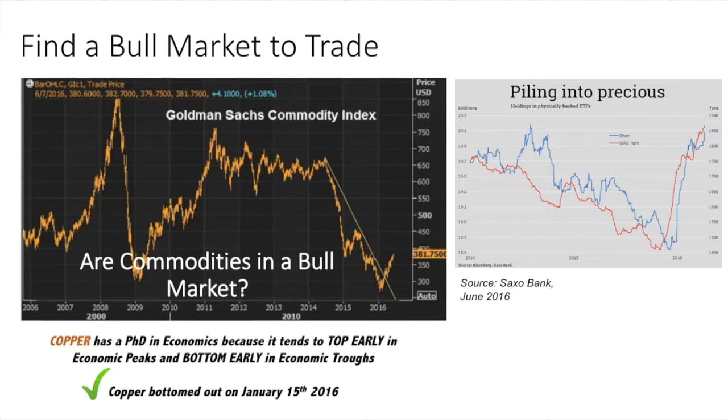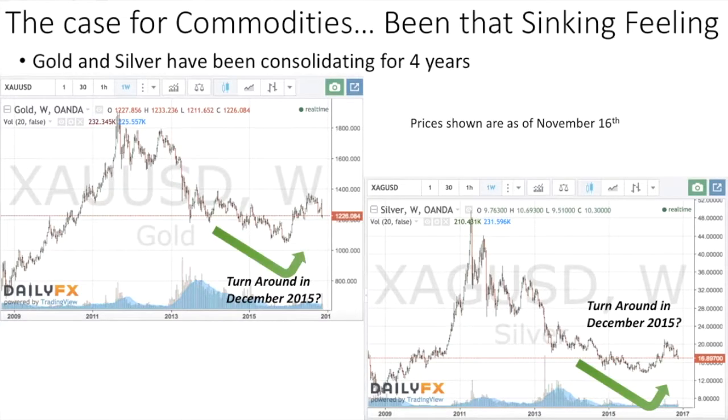Now, not only was it turning, but you could also see on the right there, money was piling into precious metals. These are the exchange traded funds, GLD and also SLV. When you have money going into exchange traded funds, you have a lot of confidence that the money going in is for real, and because of this, the trend would probably be more sustainable rather than a false break to the upside. So the case for commodities, again, there's been that sinking feeling for the past 4 years or so.